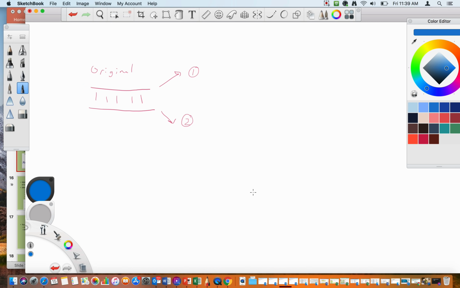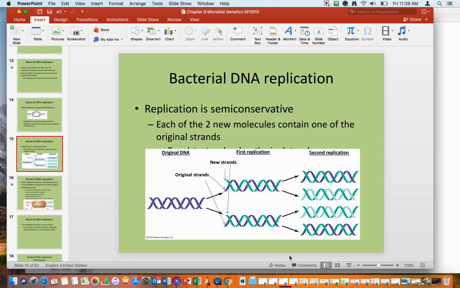So after 1 round of replication, what we would have is 1 cell having an original strand, the other cell having an original strand, and then each having a new strand highlighted in blue. All right, so our 1 bacteria would have original and new, second bacteria original and new. Semi-conservative.